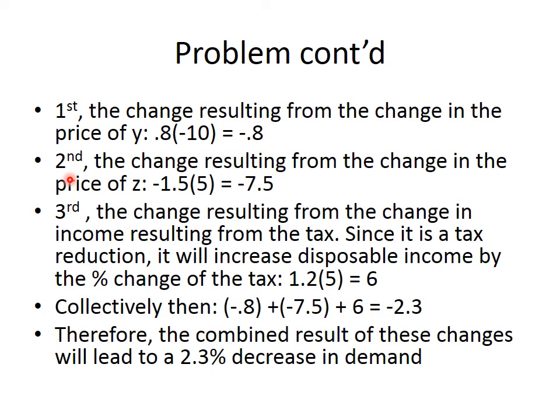Okay? Second, the change resulting from the change in the price of Z. Negative 1.5. That's what we're given as the coefficient. And what were we told last time? We were told that the price of Z increased by 5%. That means that it's going to change demand for our product by negative 7.5. Okay? Now that should tell us something. Wait a minute. Yeah. No, that should tell us something. Okay?